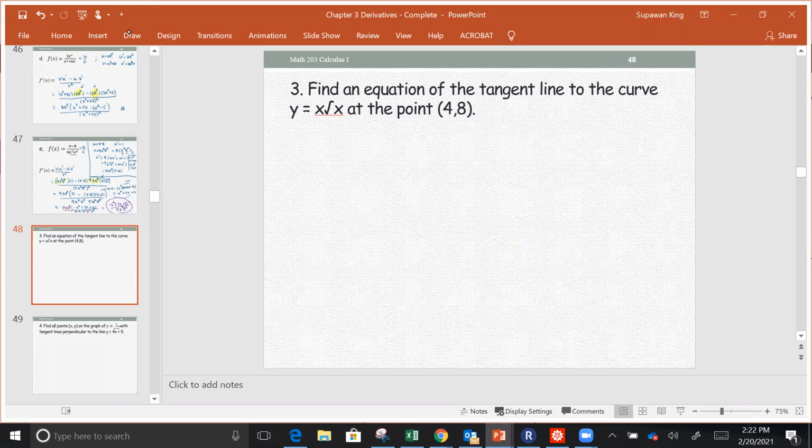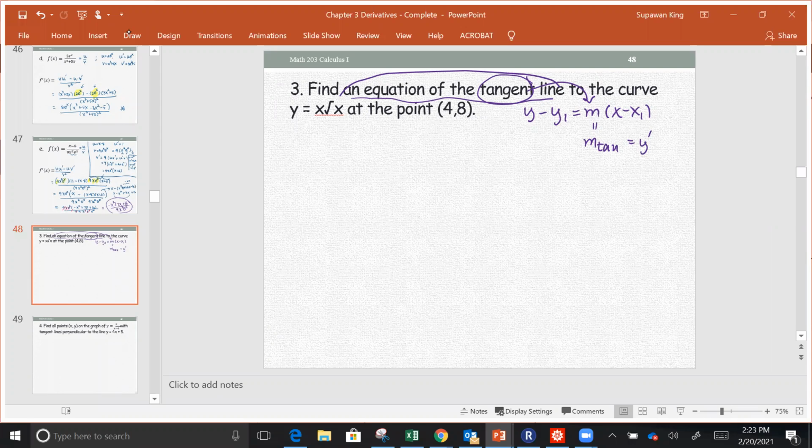Example 3. Find the equation of the tangent line to the curve y equals x times square root x at the point (4, 8). We are going to find the equation of the tangent line. Use the point-slope form y minus y1 equals m times x minus x1. The key term, the tangent line, tells you the slope, which is the m tangent. That is the same as y prime, or the derivative is the slope of the tangent line.